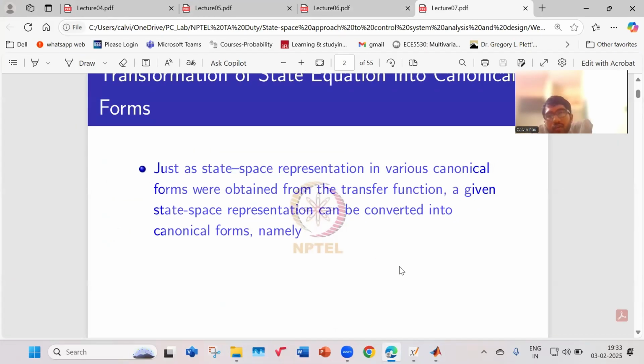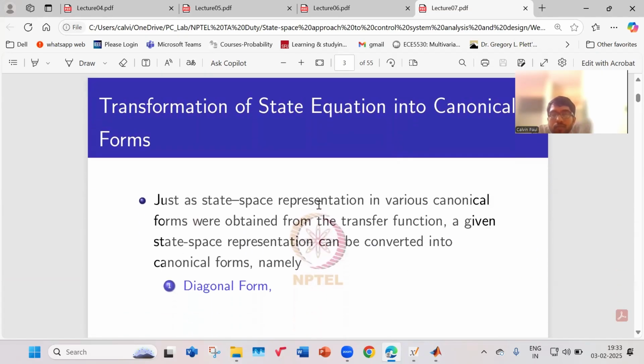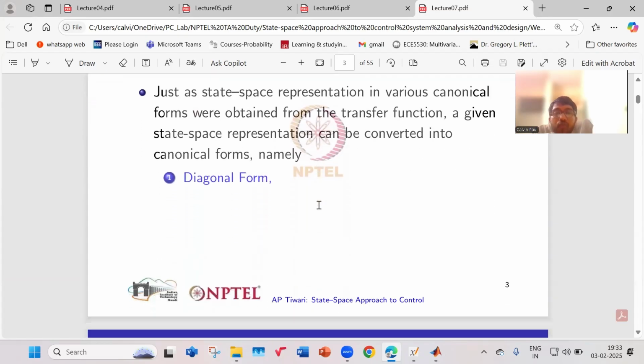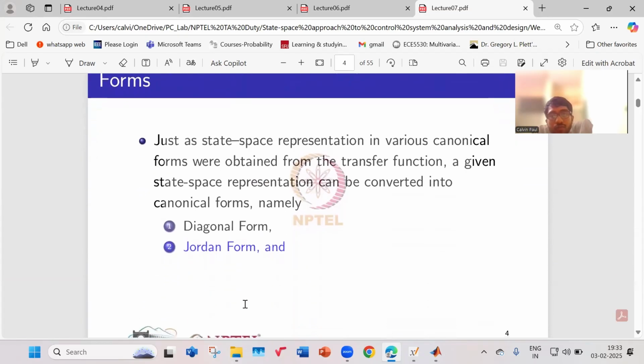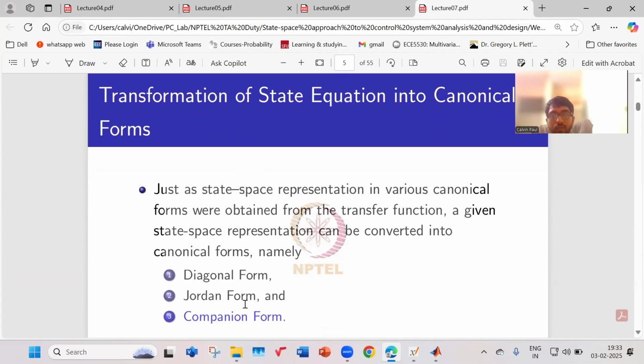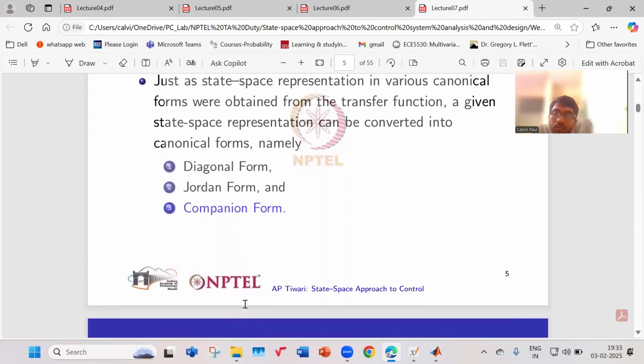So we got state space representation in various canonical forms. And a given state space representation can be converted into other canonical forms, right? So how do we do that? If you want to convert it into diagonal form, or into Jordan form, how can we do it? Or if you want to convert it into canonical companion form, then what to do?